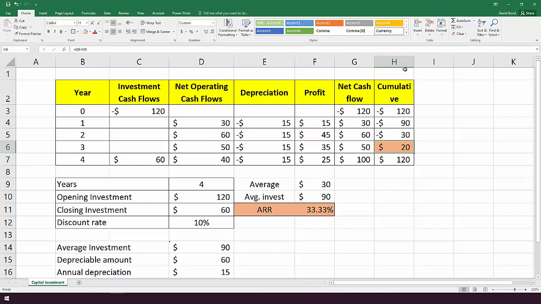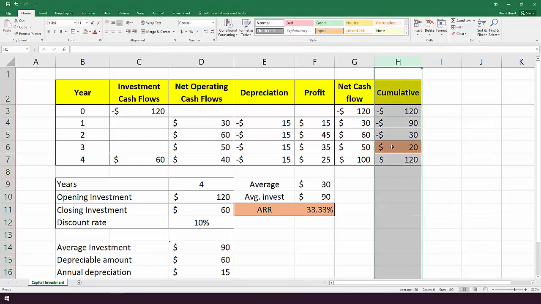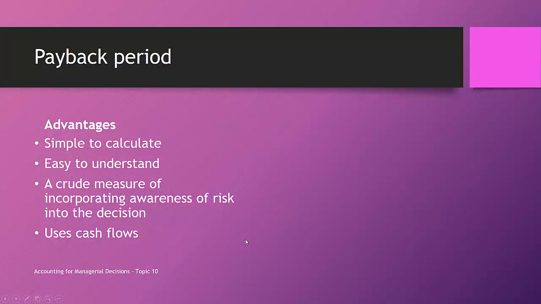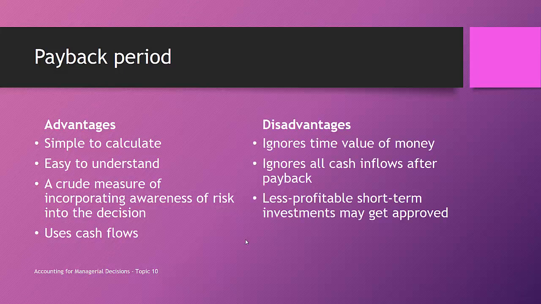Whether that's good or bad would be dependent on the decision rule that you have set for this particular project. The advantages: that was super simple to calculate, really easy to understand. So you know it's going to take about 2 and a bit years to recoup your initial investment. It incorporates a crude awareness of risk based on the time it takes to recoup your investment. And it does use cash flow, so it ignores accounting numbers. Even though we're talking about time periods, it does actually ignore the time value of money because it still equates $1 received in 2 years or $1 received in 4 years as the same as $1 received today.